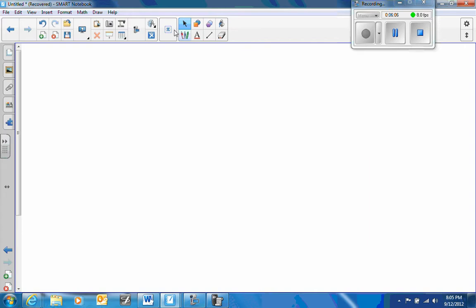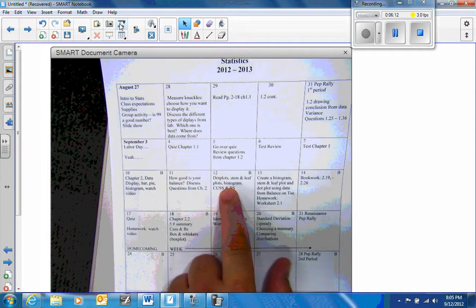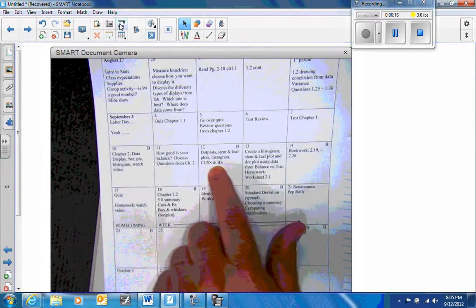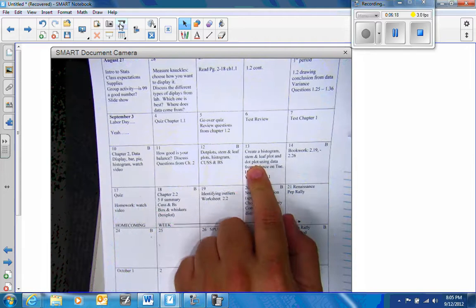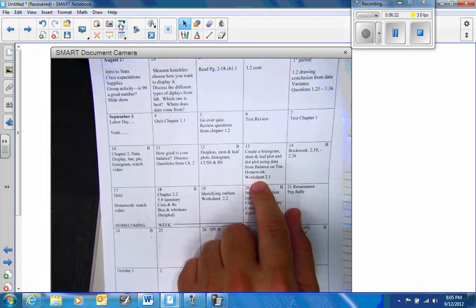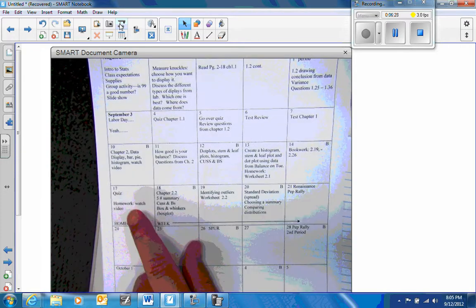Now, let me show you this real quick. This is our calendar. As of right now, we are right here. We've done dot plots, stem and leaf plots, histograms. We learned about Q1 and Q3 today. Tomorrow we're going to create a histogram, stem and leaf plot, and dot plot. If we have time, I'll give you your worksheet. We have homework. Friday we're going to have bookwork from 219 to 226. We're going to have a quiz on Monday.